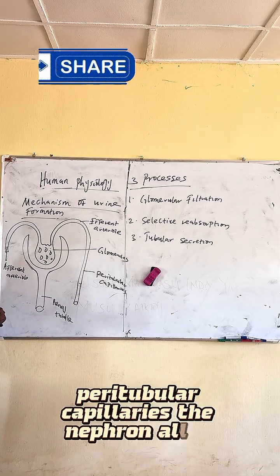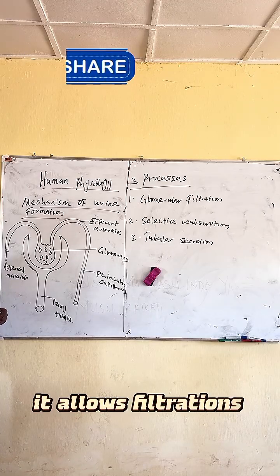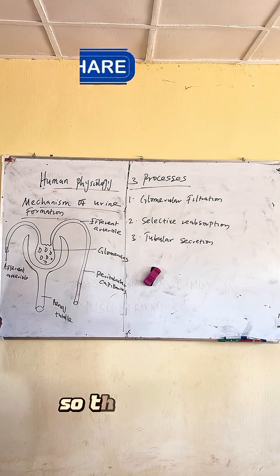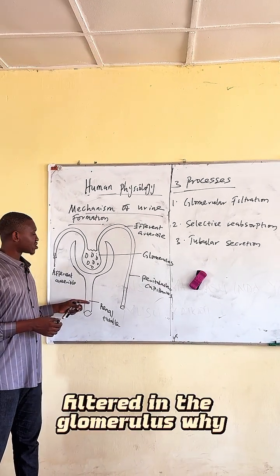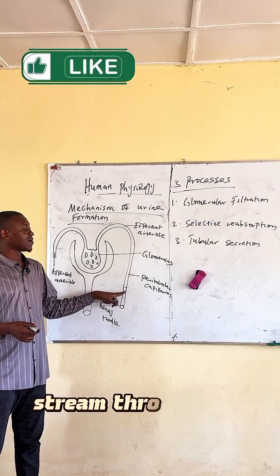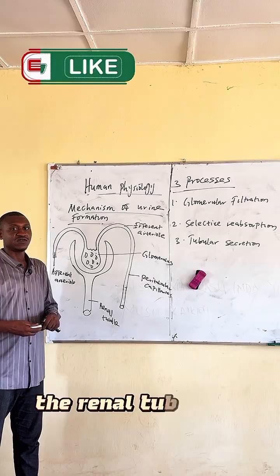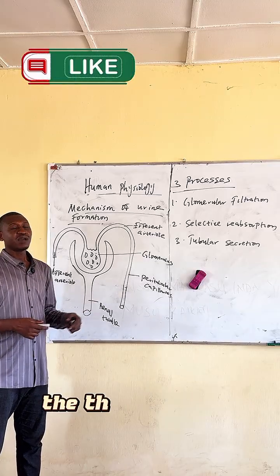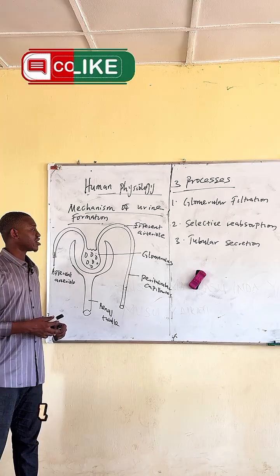The nephron allows what? Filtration. It allows filtration of blood. So the blood is actually filtered in the glomerulus. While substances are secreted, released from the bloodstream through the peritubular capillary back into the what? Into the renal tubule. So the peritubular capillaries do not permit filtration like the glomerulus.